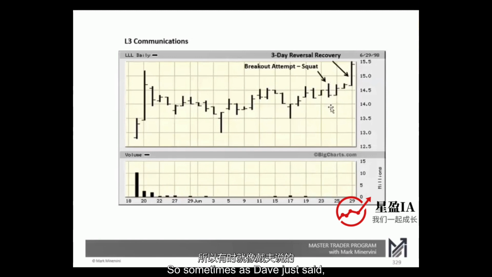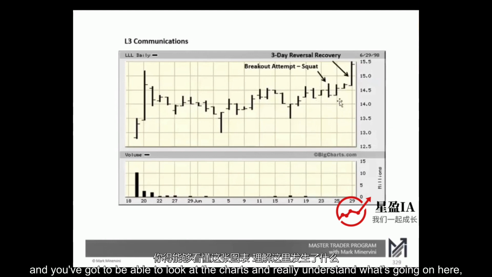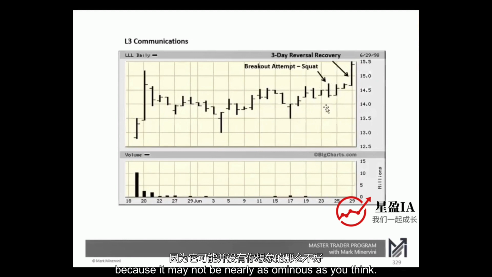So sometimes, as Dave just said, it'll scare you. A lot of times there are these scary looking bars, but they're just 1 or 2 days. You've got to have the rules, and you've got to be able to look at the charts and really understand what's going on here, because it may not be nearly as ominous as you think. And when you look at this, you say, "Oh yeah, no big deal."